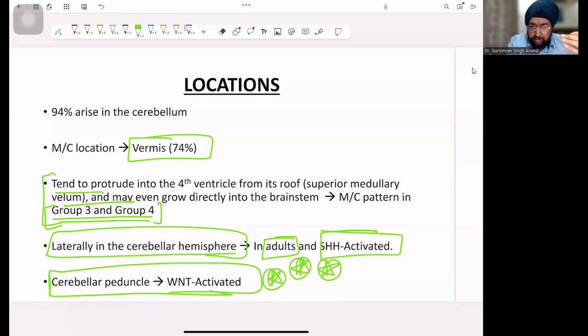Okay. So for now, this slide is just to tell you that the locations can be in the cerebellum. Okay, that's the most common one. In the cerebellum, the most common is the vermis. Next, they can also be seen in the lateral cerebellar hemisphere. They can also be seen with the epicenter in the cerebellar peduncle as well.